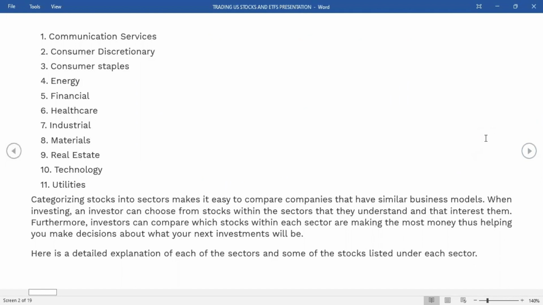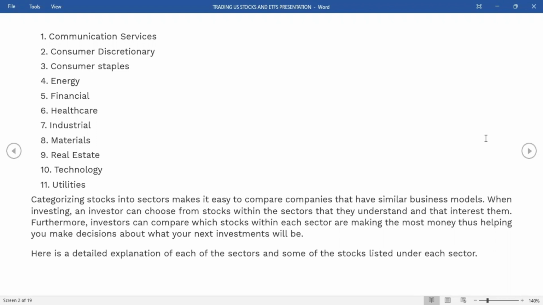What happens is that categorizing the stocks into sectors is basically meant to compare the companies that have similar business models. When you're investing, you can choose from the stocks within the sectors and then understand how each sector performs in which situation.